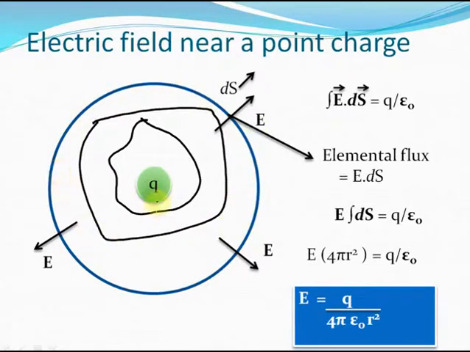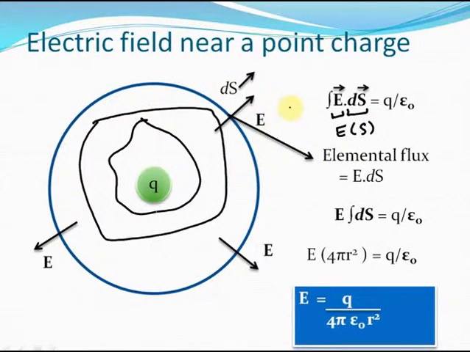You see, we generally take a Gaussian surface such that the electric field is constant throughout this Gaussian surface, because otherwise we'd have to calculate the elemental area and the electric field for each elemental area and then integrate throughout the area. But if the electric field is constant, we can clearly replace integral E dot ds by E into S, isn't it?